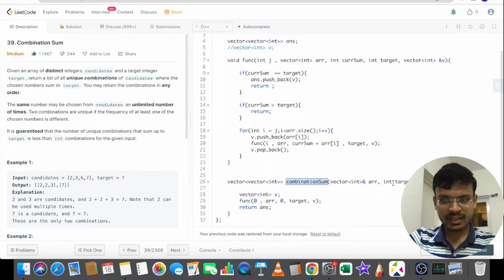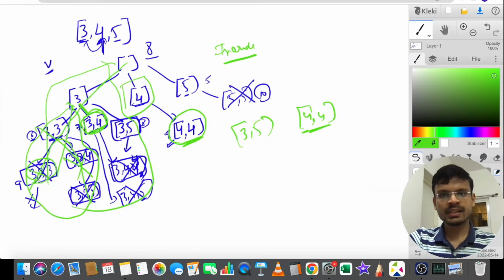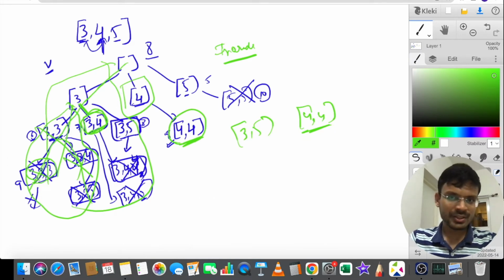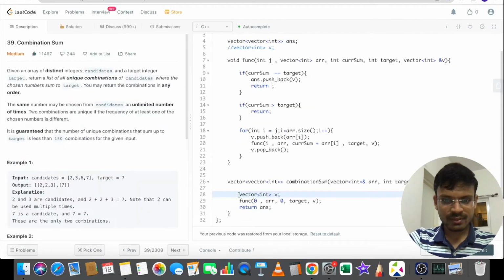So in this combination sum we are given an input vector and a target which we have to compute. I've created one vector of int v, which is basically keeping track of the elements that I have currently encountered in my recursion tree. I've also created one function in which I am passing some arguments. Let's try to understand what those arguments are. First, obviously, is the input vector, one is the target value, and one is the current sum which I have made till this particular point of time.